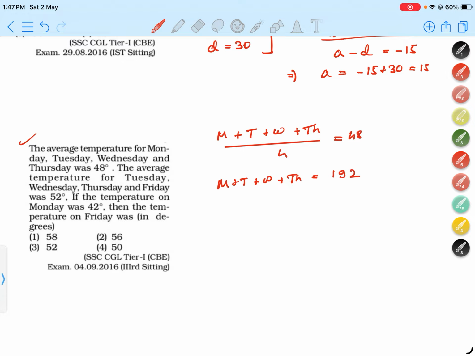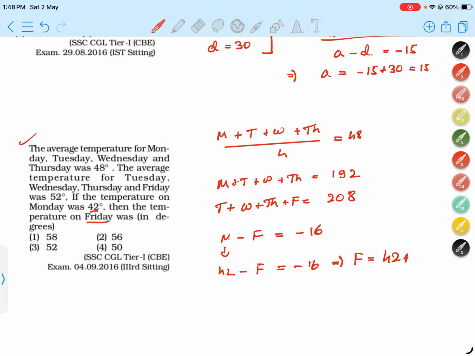Similarly, for Tuesday, Wednesday, Thursday and Friday the average is 52. So the sum of Tuesday, Wednesday, Thursday and Friday will come out to be 4 into 52, which is 208. If we subtract these two, we get Monday minus Friday is equal to negative 16. Since the temperature on Monday was 42 and we need to find the temperature on Friday, substituting 42 we get 42 minus F is equal to minus 16, which implies F is equal to 42 plus 16, which will be equal to 58 degrees. So the correct answer is option number 1.